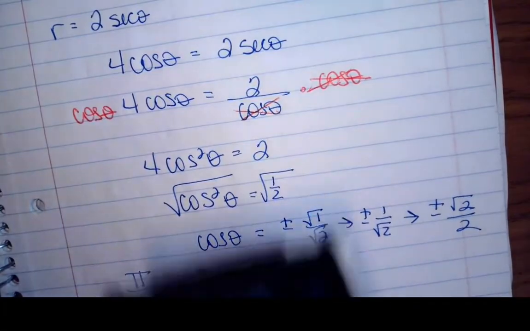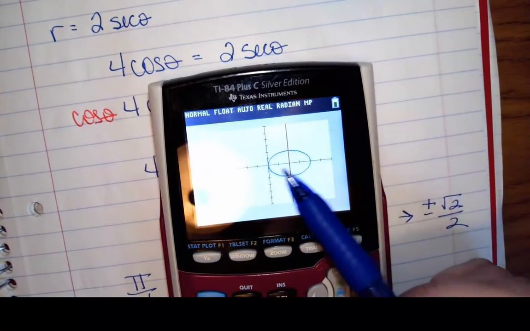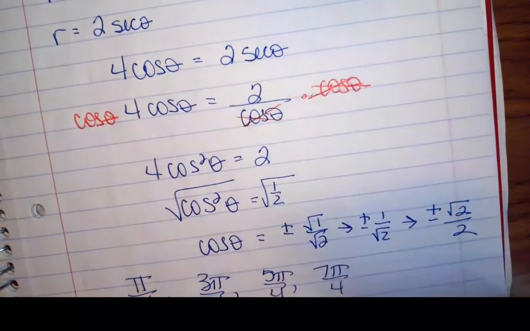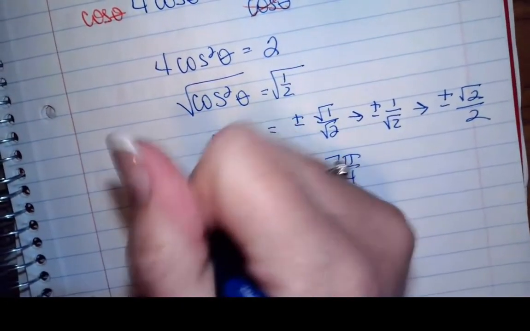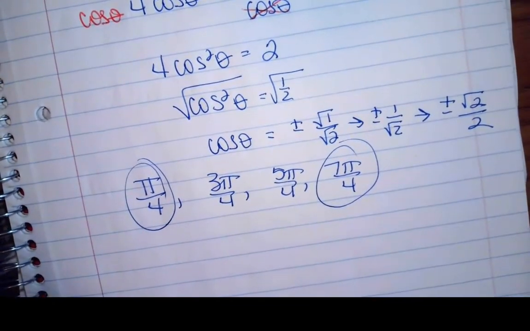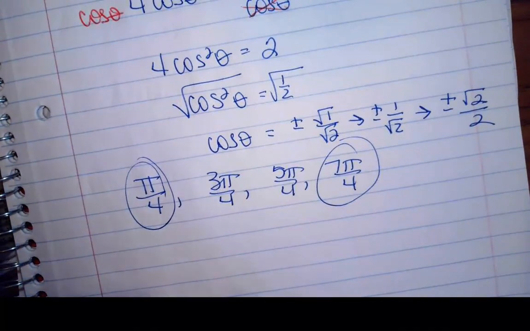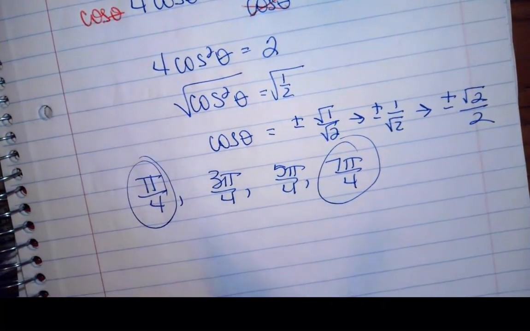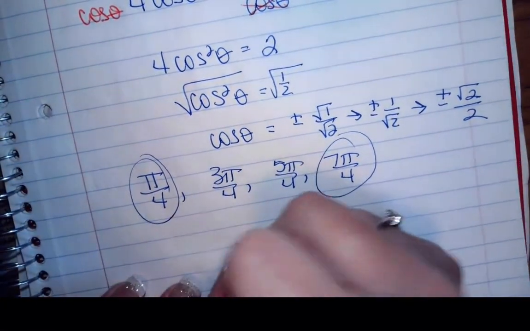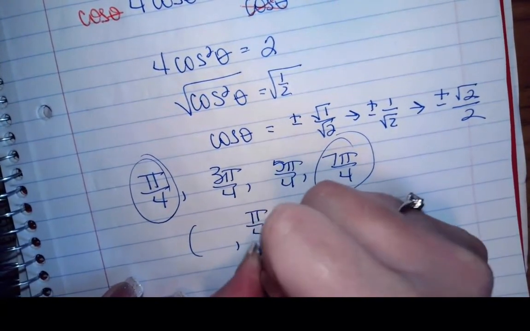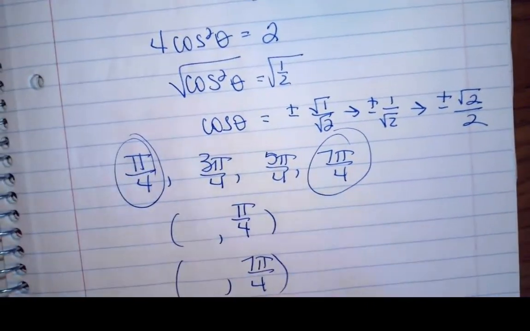So go back to your pretty picture. I am in quadrant 1, and I am in quadrant 4. So the 2 places that this is going to work are at pi over 4 and at 7 pi over 4. Now, I need polar coordinates, and I just found 2 thetas, so I still need to find the radius from there. I've got the one for pi over 4, and the one for 7 pi over 4. Now I need to know what the radius is.